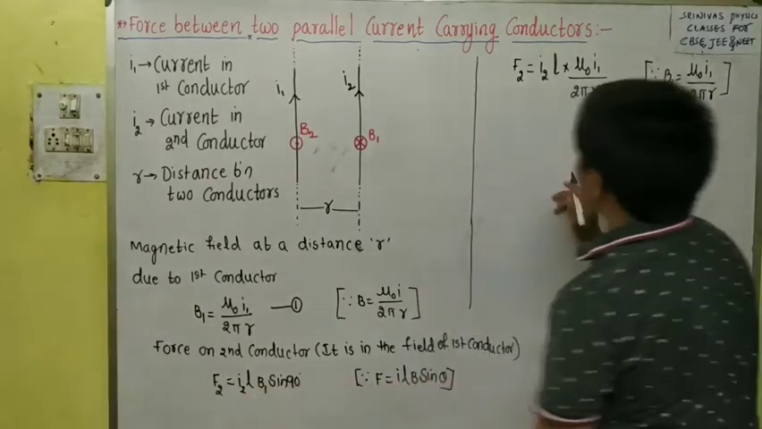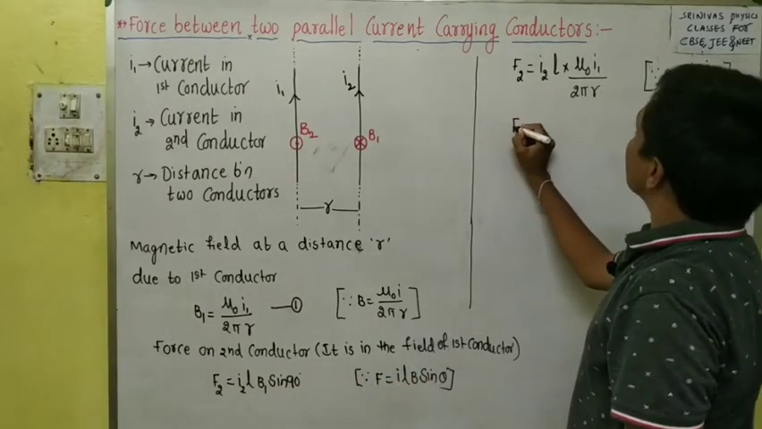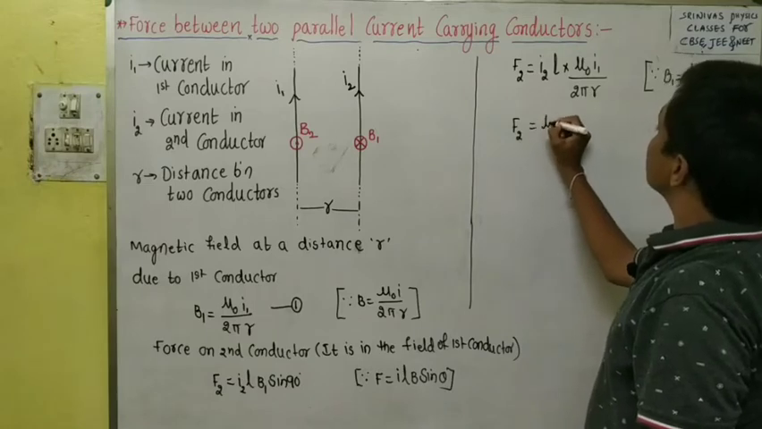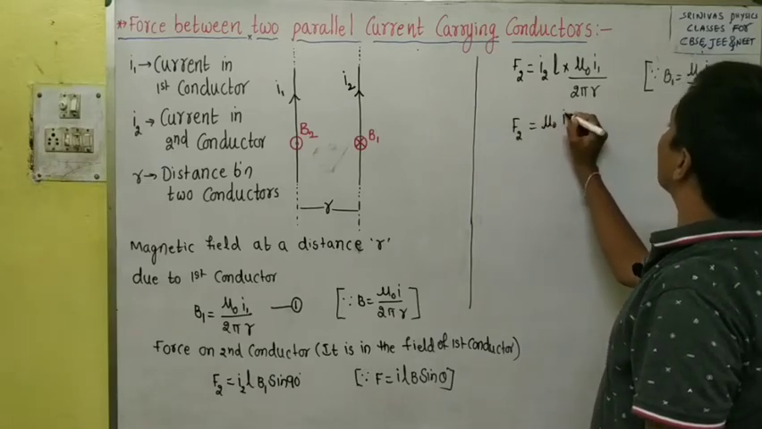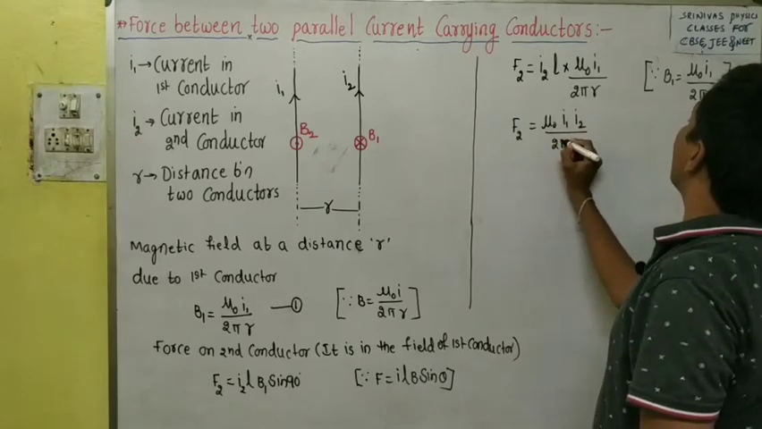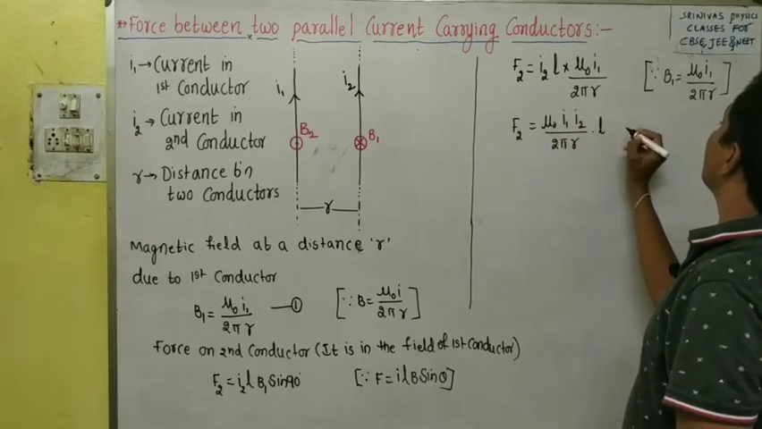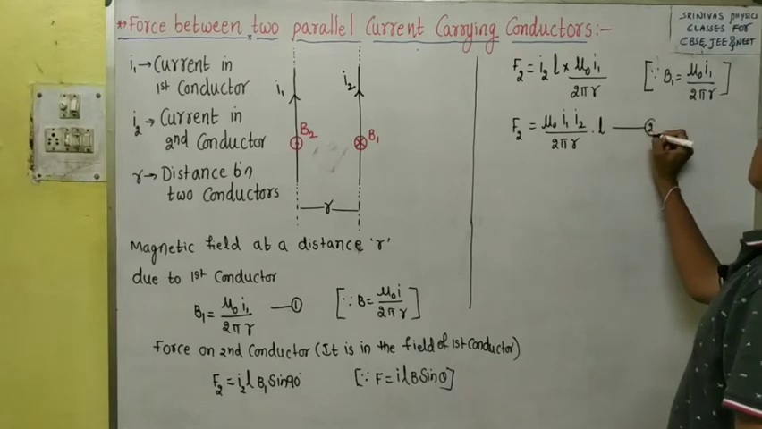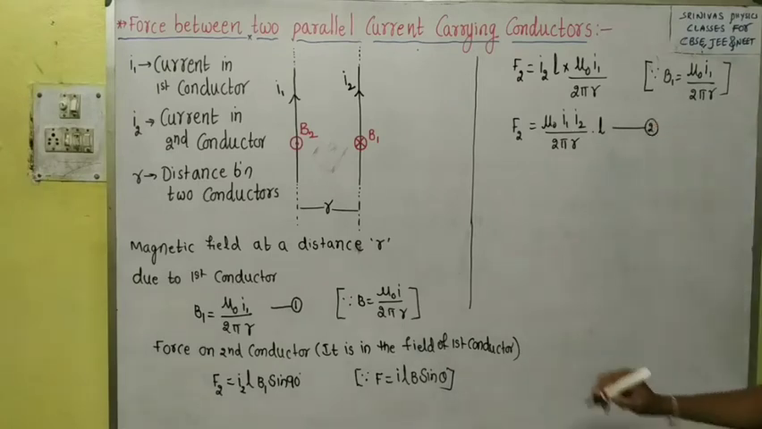I2 L B1. This we can write simply. The force on the second conductor is mu naught I1 I2 by 2 pi R into L. This is equation 2. This is the formula for the force on the second conductor.